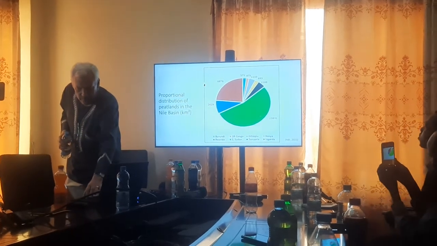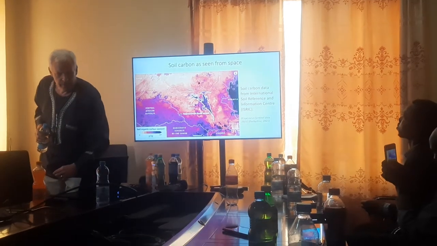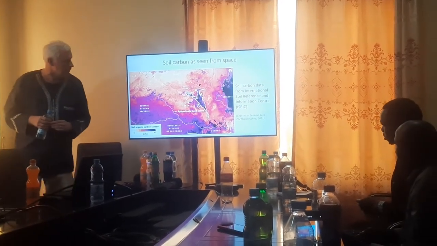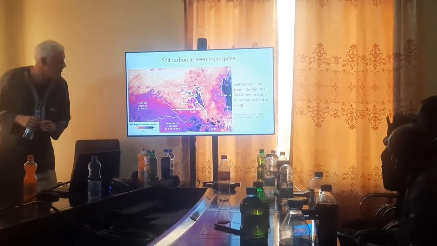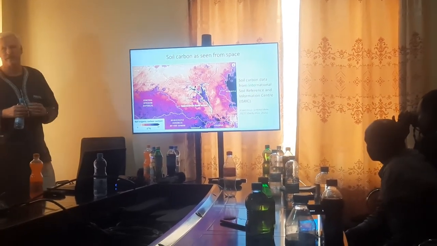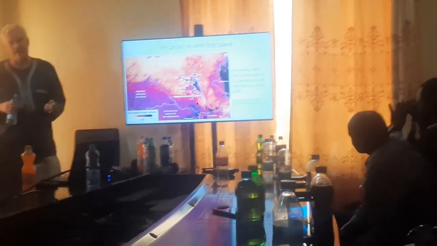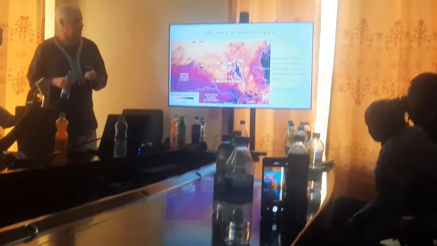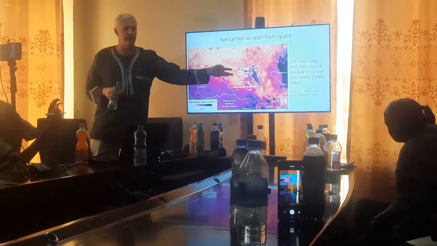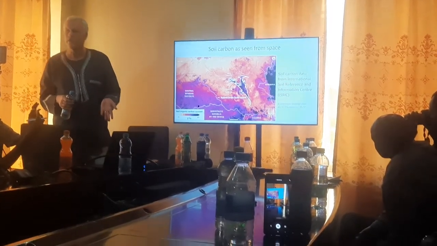And if you look at what the peatlands, or if you will, soil carbon looks like, here's what it looks like from a satellite, interpreted by ISRIC, the International Soil Reference and Information Centre. And here we have soil carbon as seen from space. So this very dark area is a high concentration of soil carbon, and the surrounding areas, as I was explaining earlier, grassland and shrubland, have comparatively very low soil carbon.